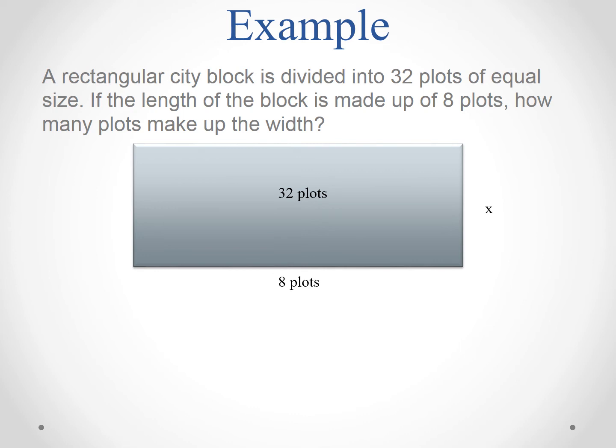So let's do the formula, which is base times height. So we know our base, 8, times our unknown height, x, equals 32, the area. In order to find x, you would just need to divide both sides by 8. So x times 8 divided by 8 is just x, and then 32 divided by 8 would give us 4 plots. So our height is 4.